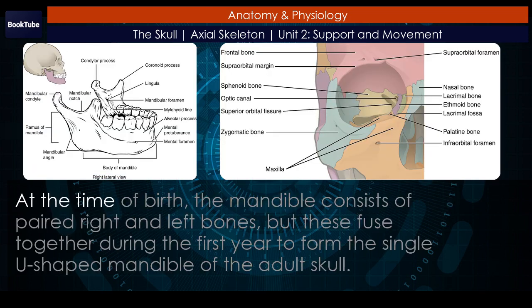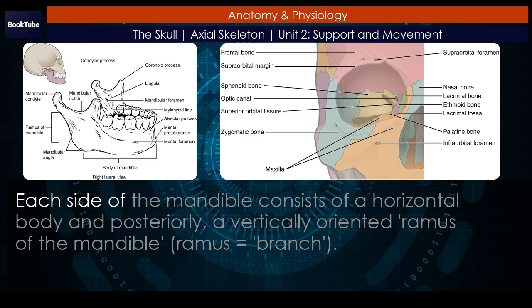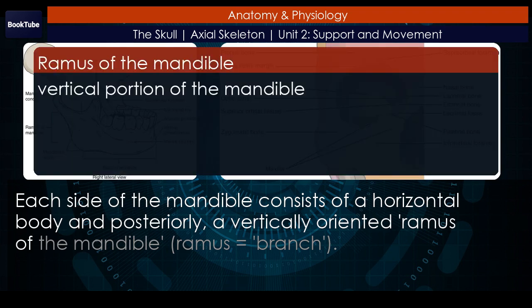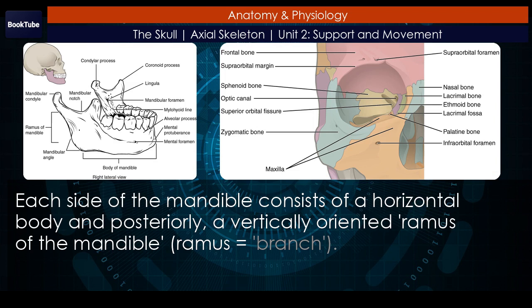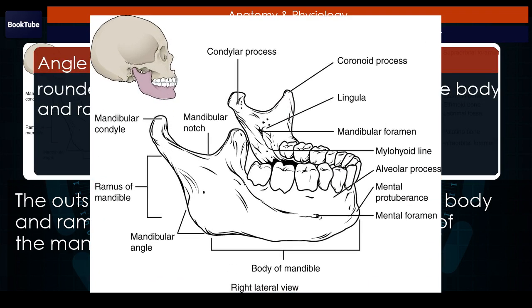At the time of birth, the mandible consists of paired right and left bones, but these fuse together during the first year to form the single U-shaped mandible of the adult. Each side of the mandible consists of a horizontal body and, posteriorly, a vertically oriented ramus of the mandible. Ramus equals branch. The outside margin of the mandible, where the body and ramus come together, is called the angle of the mandible. Figure 13.